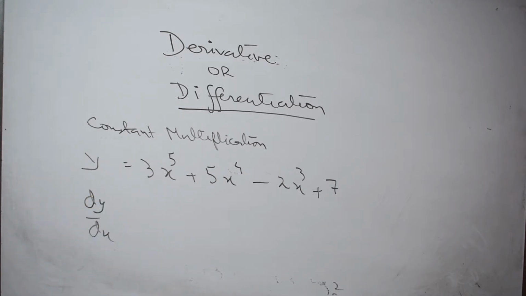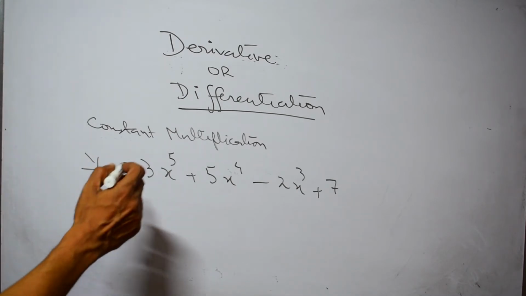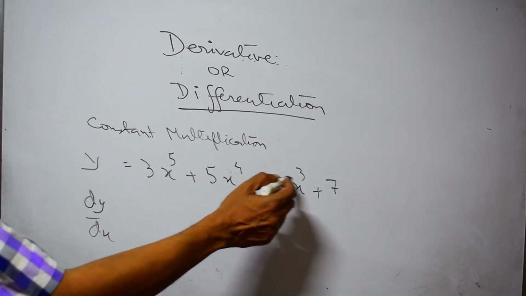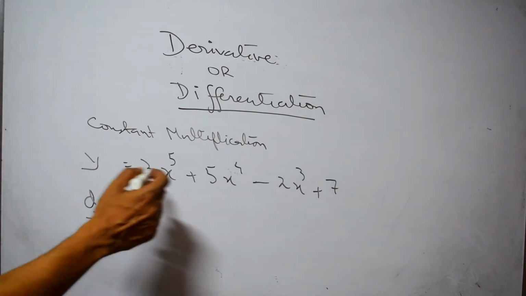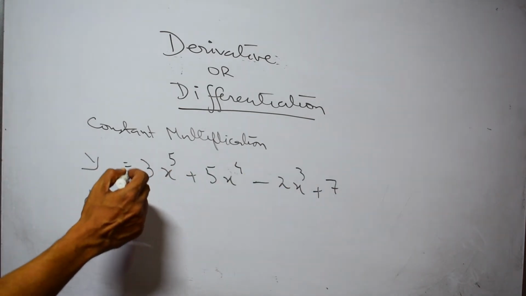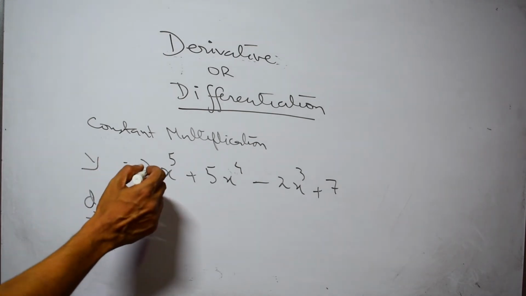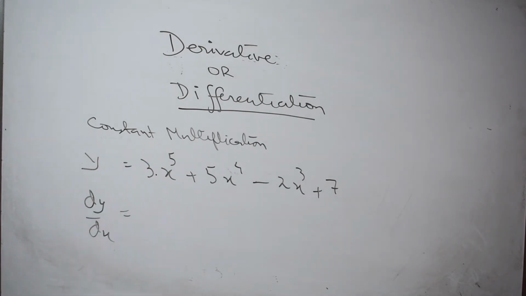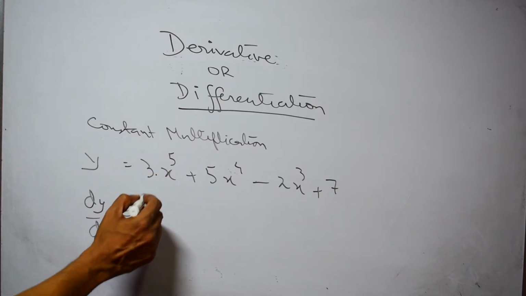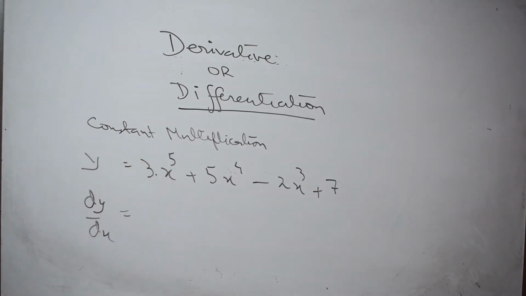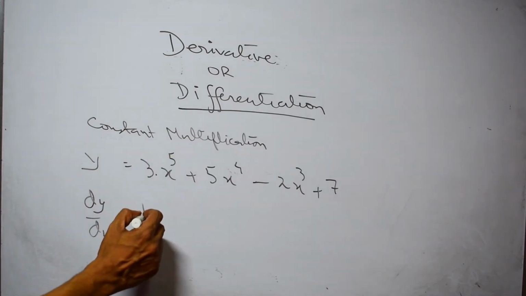The rule is, in the previous case we have added and subtracted. The addition rule follows the notations plus, minus and then plus. Here we will be proceeding like that. So in dy/dx of this expression, this 3 is a constant and x to the power 5 is the formula x to the power n. So it will be 3 into 5, that is 15.